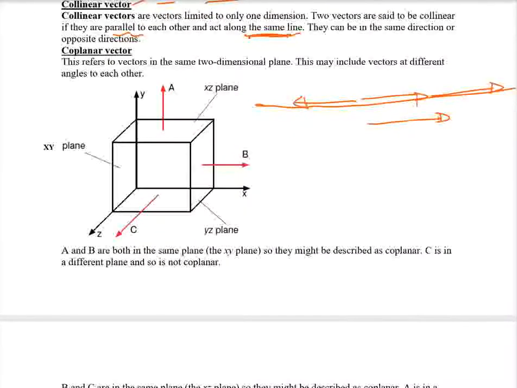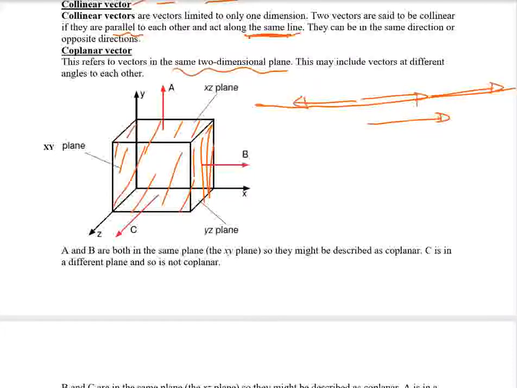Coplanar vectors. The third one is coplanar. Coplanar vectors are vectors in the same two-dimensional plane. Here we have three planes. This plane is the xz plane, and this plane is the yz plane, and this plane, the front plane, is the xy plane.